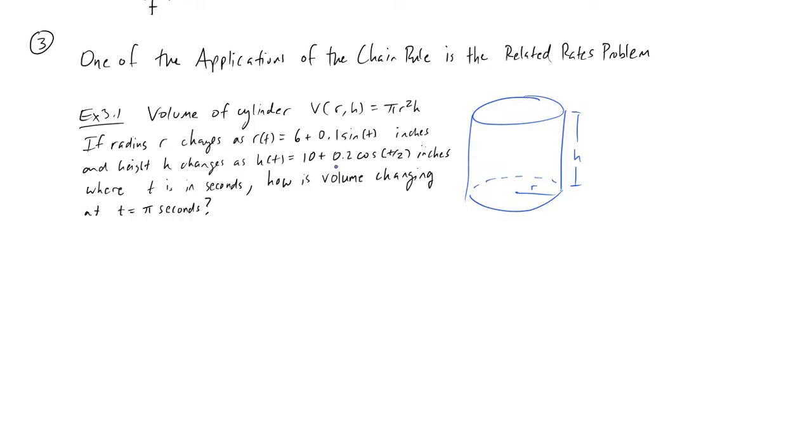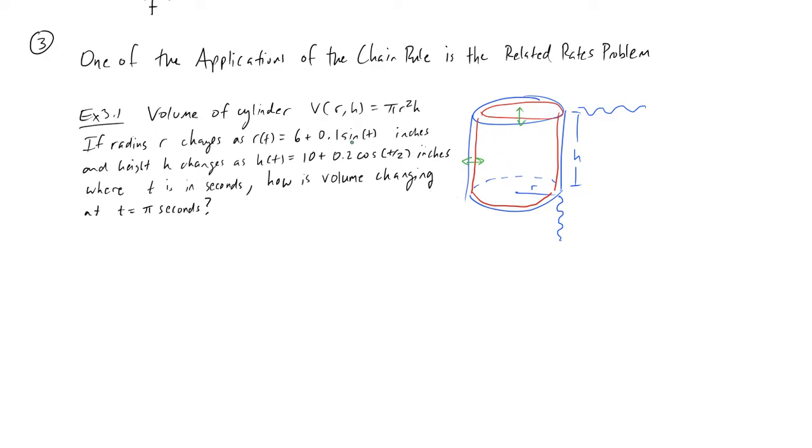So the height is changing, it's at 10, but it's going up and down 0.2 as a cosine, so it's like the height's changing like that. And in the same fashion, the radius is changing. It's starting at 6 and then it's sort of oscillating around 6. So you can think about what's happening to the cylinder. The cylinder is getting larger and smaller depending on if the amplitude is high or low. So it's sort of oscillating both in height and in width.